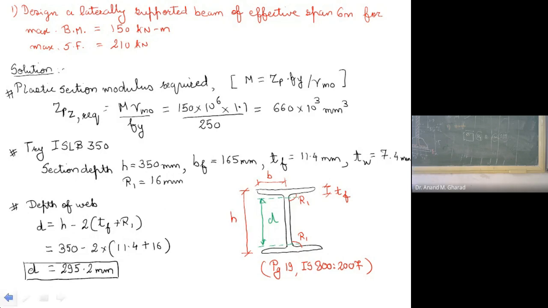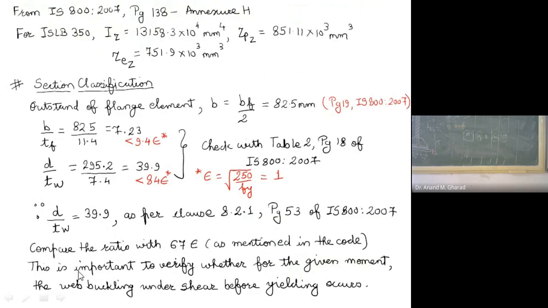Shall we go ahead? Shall we move? So see, this is how that d value has to be evaluated. This is the depth of the web. Okay. So you substitute the proper values, we will get this value of depth of the web to be 295.2. Okay. And again, now you see, for ISLB 350, IZ value, I have written this, you can verify, ZPZ value and ZEZ value. These are to be identified because from this information we will check in which category that complete section falls, whether it falls in the compact, semi-compact, plastic, slender, whatever, that has to be verified.